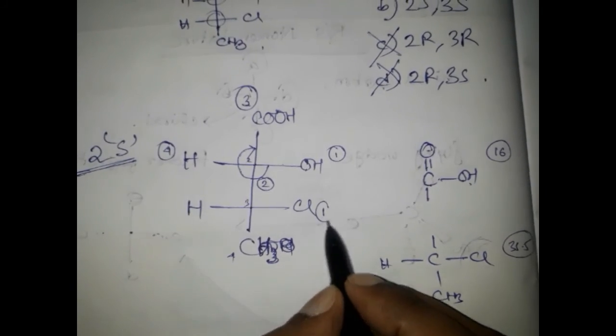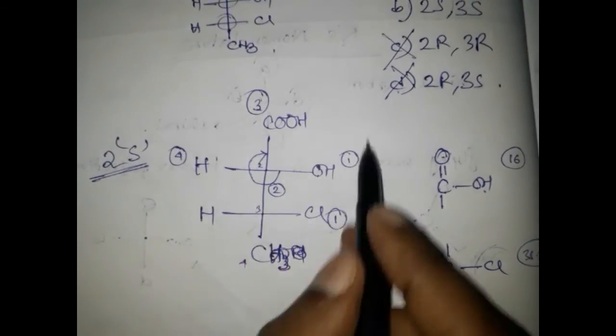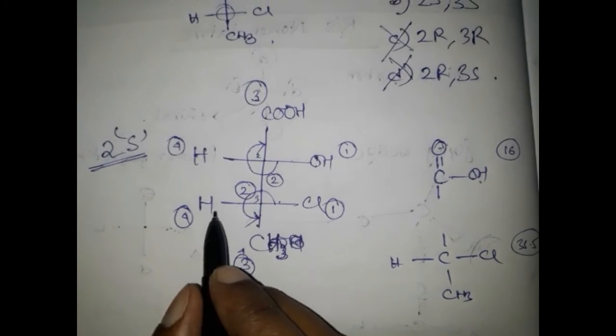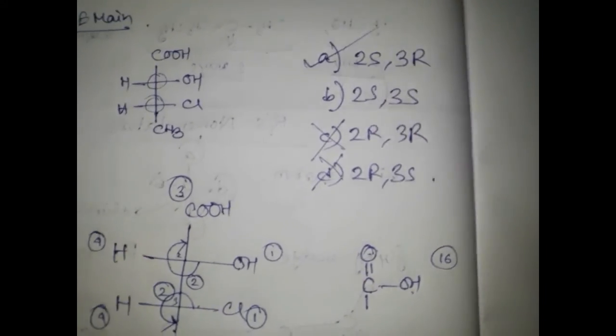Coming to this carbon, clearly this group is 1, this side obviously will become 2, this side will become 3, and this side will become 4. So 1, 2 and 3 is in an anti-clockwise direction and H is in horizontal, so it will be R. So as per our options, option A is the correct answer.